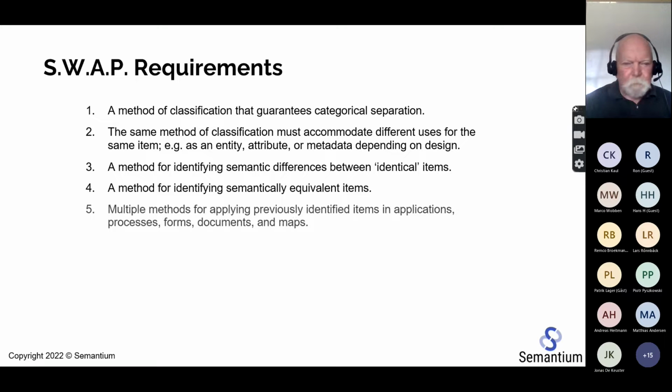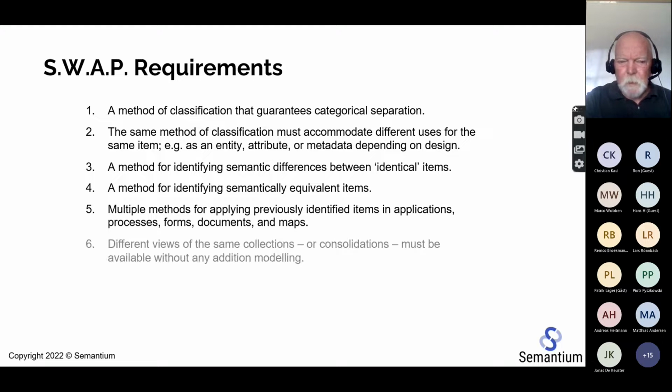We need multiple methods for applying previously identified items. Again, reuse is a big theme here for us. The artifacts or the words and terms that we declare in a business glossary have to be available to show up in any application that the enterprise wants. So process diagrams, forms, documents, as metadata for documents, for example, as tags, even putting geolocation content in place.